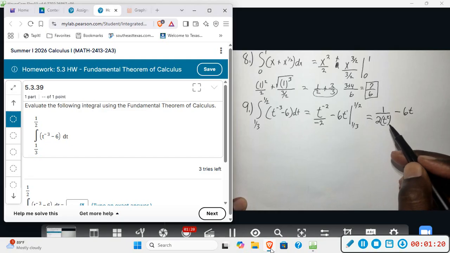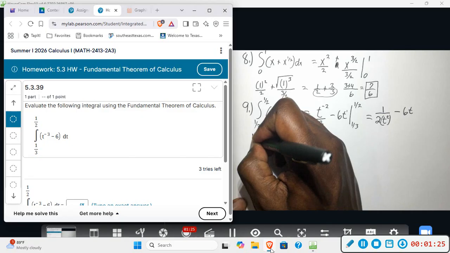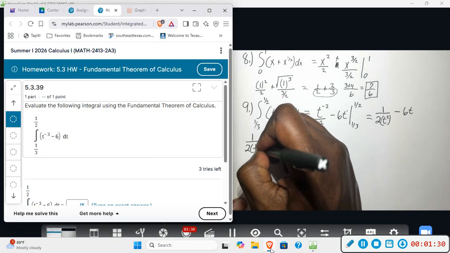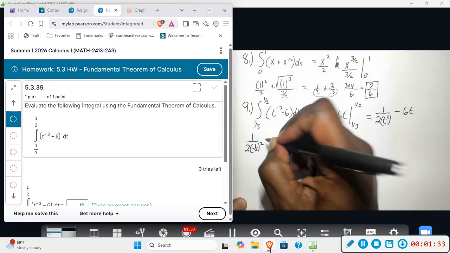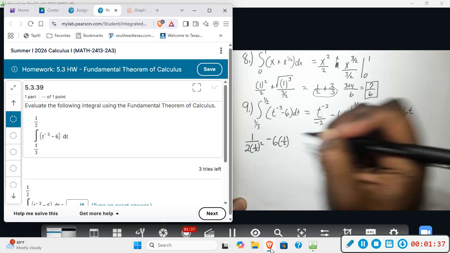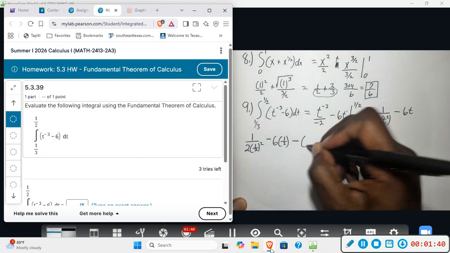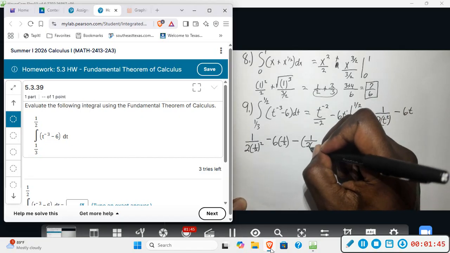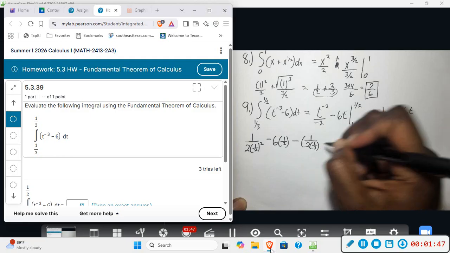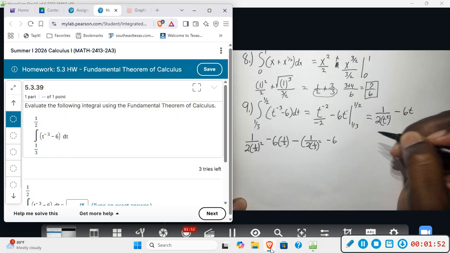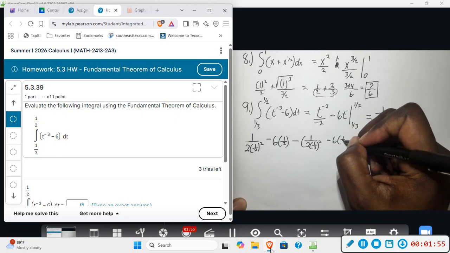All right, so we're going to evaluate this at 1/2 first. So I'm going to do 1/2 times 1/2 squared minus 6 times 1/2. So this is the upper limit minus the lower limit, which will be 1/2 times 1/3 squared minus 6 times 1/3.